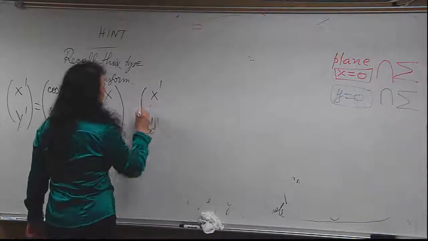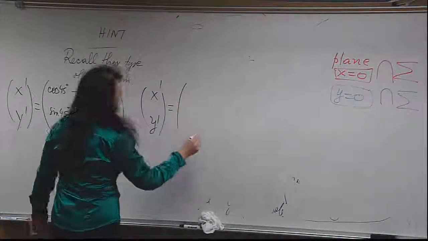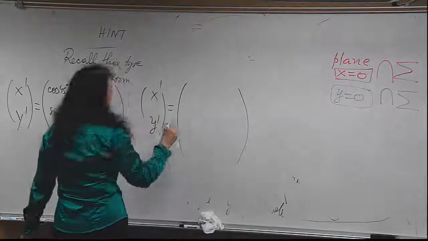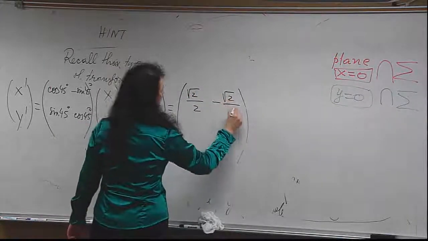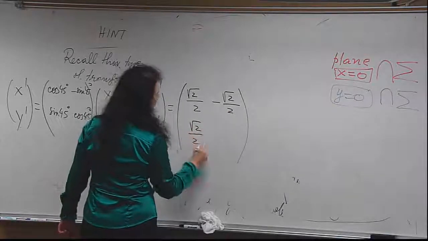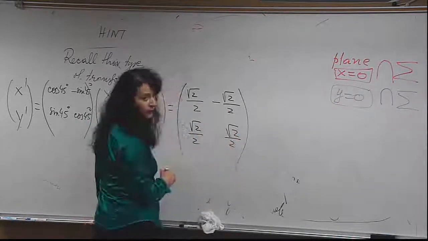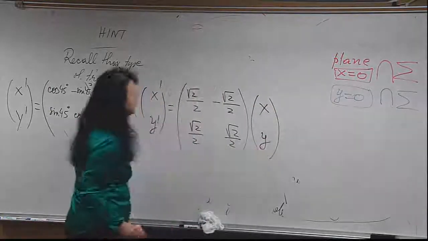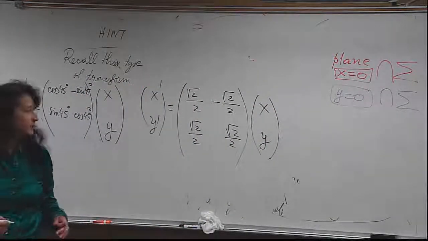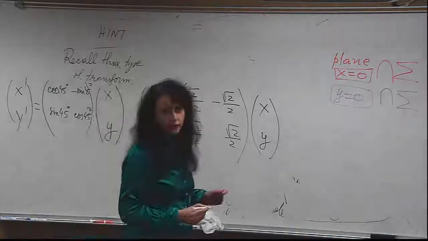I know that we don't remember everything, but every now and then we need a little bit of a refresher. Square root of 2 over 2, minus square root of 2 over 2, square root of 2 over 2, square root of 2 over 2. Oh my God, that was a lot of work. xy. How did I write it like that for the high school days?